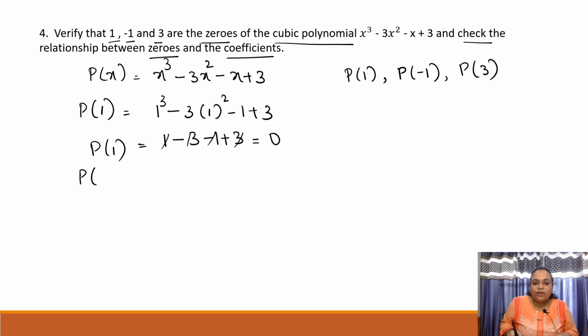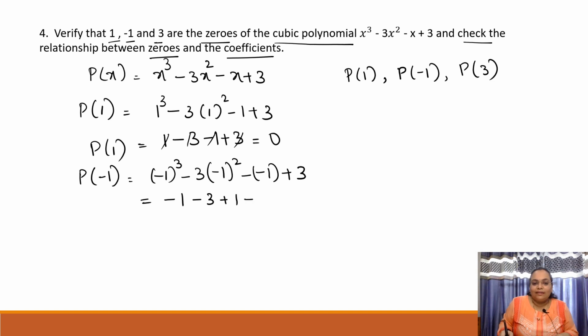Now let us take it for P of minus 1. P of minus 1 will be minus 1 whole cube minus 3 of minus 1 whole square minus of minus 1 and plus 3. That will be minus 1 whole cube is minus 1, minus 3 of minus 1 whole square is 3 only, minus of minus is plus 1 and plus 3. Even this is 0, right? See, minus and plus get cancelled. P of minus 1 is also 0.